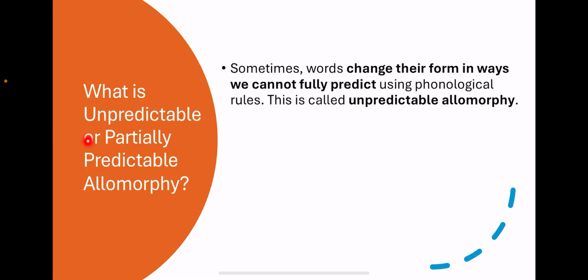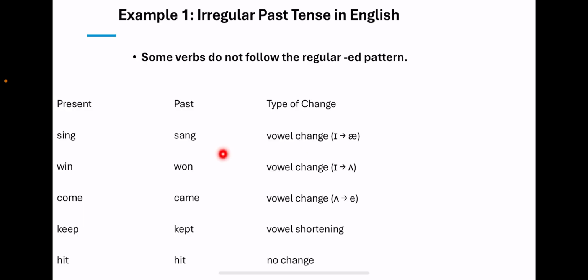Now, what is unpredictable or partially predictable allomorphy? Sometimes the allomorphy will be predictable, we will have some rules, while at other times we won't have rules. Sometimes words change their forms in ways we cannot fully predict using phonological rules. So we cannot predict whether these phonological rules are applicable. This is called unpredictable allomorphy. For example, we have the verb sing.